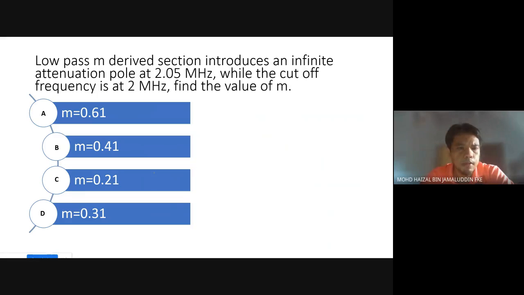Okay, this is a simple example for a low pass m-derived section. It introduced an infinite attenuation pole at 2.05 megahertz, while the cutoff frequency is at 2 megahertz. Find the value of m. So basically, this is the f infinity, and this is fc.